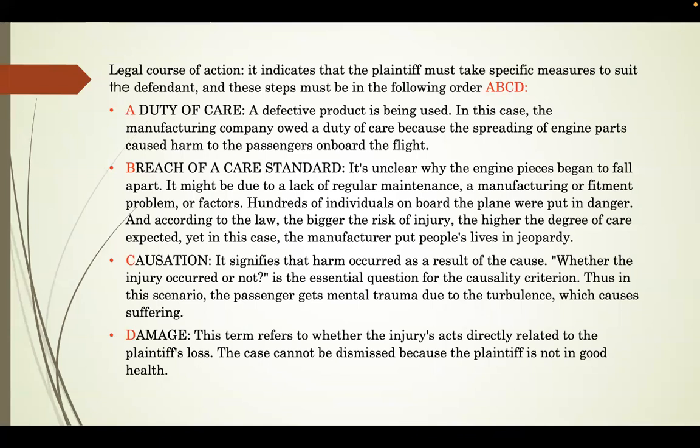Causation signifies that harm occurred as a result of the cause. Whether the injury occurred or not is the essential question for the causality criterion. Thus, in this scenario, the passenger gets mental trauma due to the turbulence, which causes suffering. Last but not least, damage. This term refers to whether the injuries are directly related to the plaintiff's loss. The case cannot be dismissed because the plaintiff is not in good health.